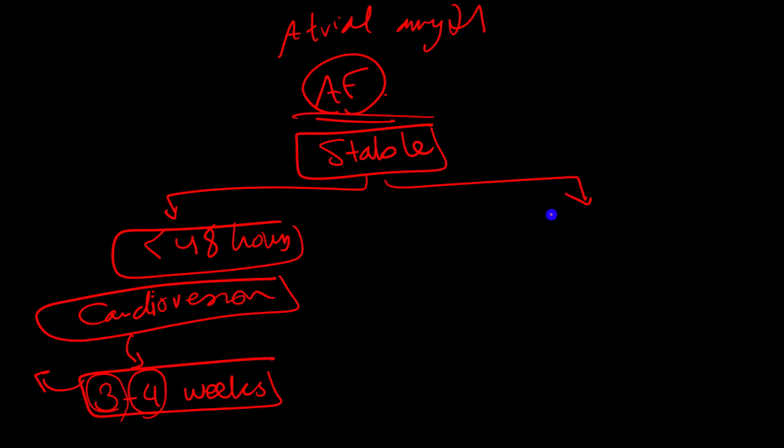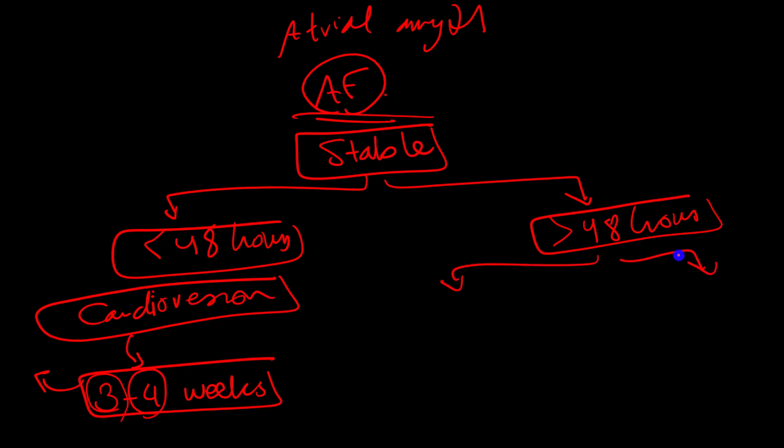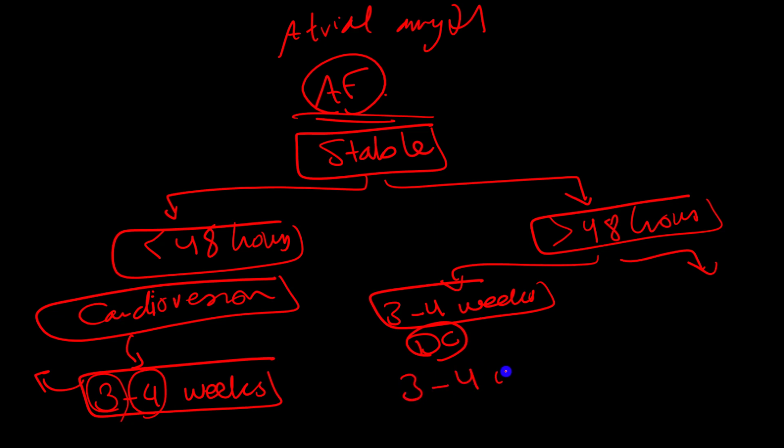If the AF age is more than 48 hours, then I have one of two options. Either to give the patient anticoagulation for 3 to 4 weeks and then do the cardioversion and then give the patient anticoagulation for another 3 to 4 weeks. The other option is doing a transesophageal echocardiography, which is very accurate in detecting thrombi on the leaflets of the mitral and tricuspid valves.